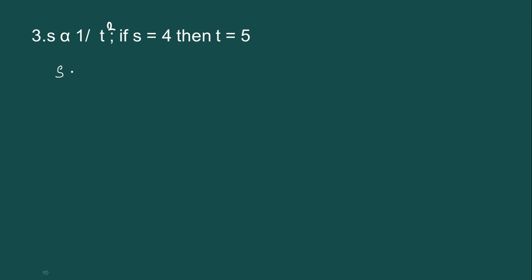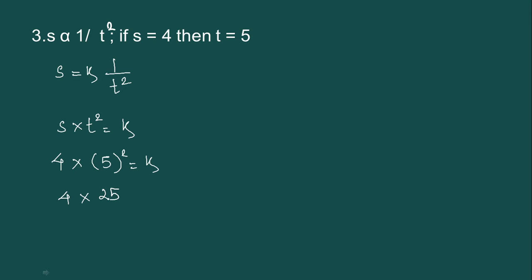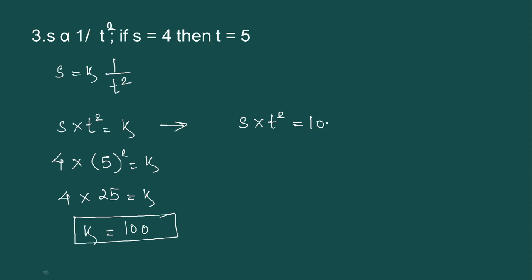So let's see the third one. Here s is inversely proportional to 1 upon t square. So what it will be? S into t square is equals to k. Now when s is 4, t is what? It is 5 square. Now children, it is 5 square. So 5 square is 25 into 4 equal to k. Now what will be k? 25 4s are 100. So you got the constant of variation as 100. Now insert this in the equation. Here you have the equation. So what it will be? S into t square will be equal to exactly 100. So this is your equation of variation.